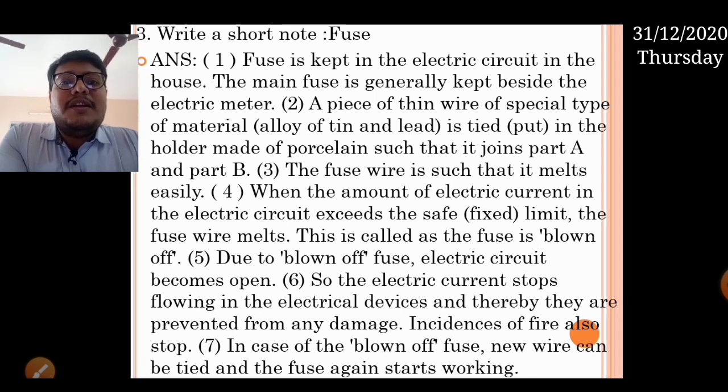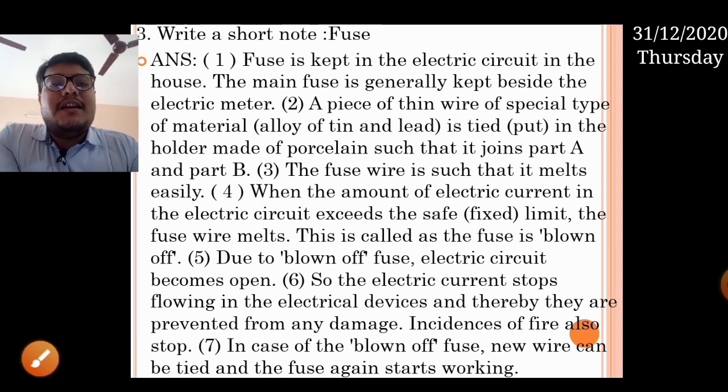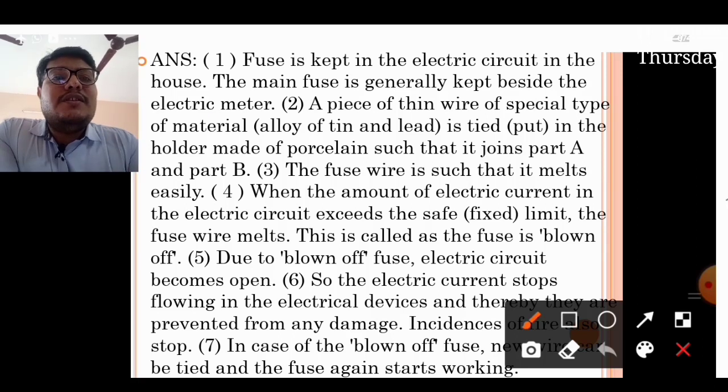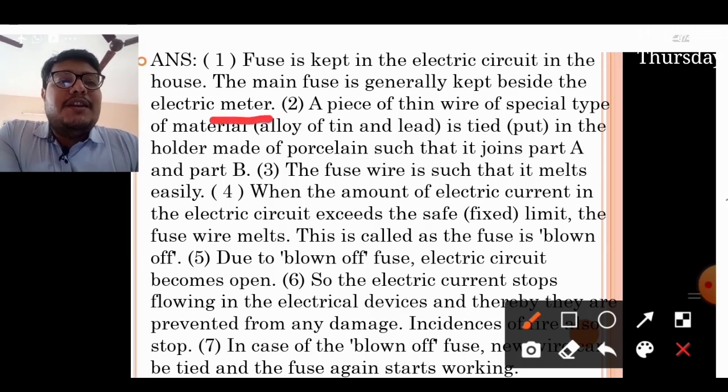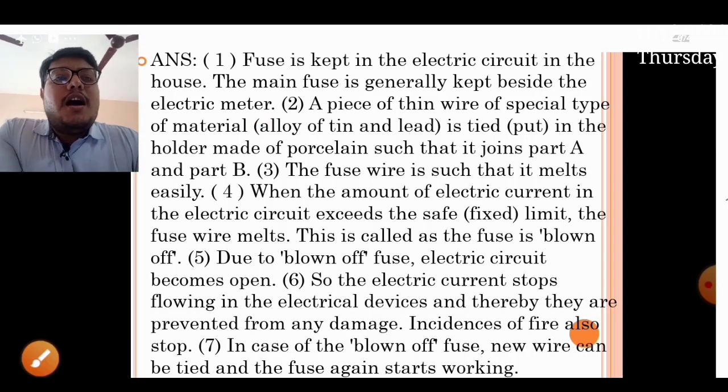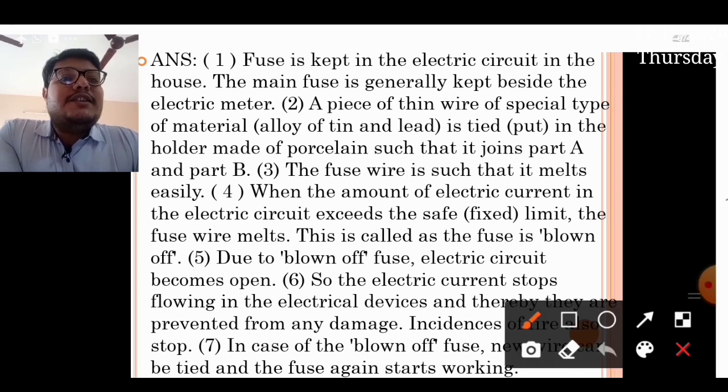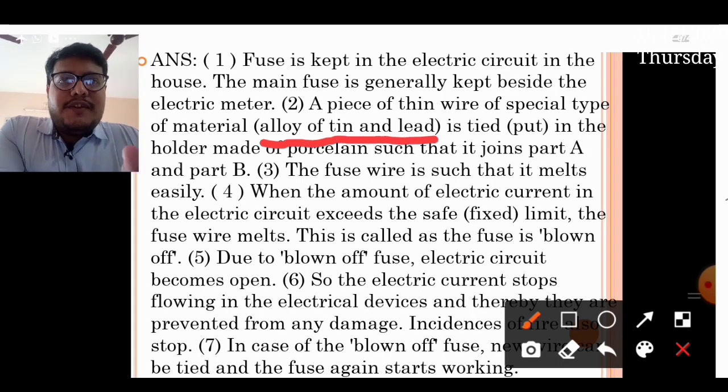Now where are we keeping it? The fuse is generally kept beside the electric meter, right? Okay, a piece of thin wire of a special type of material. What is the material type? It can be an alloy of tin and lead. The material used for the wire inside the fuse is an alloy of tin and lead.